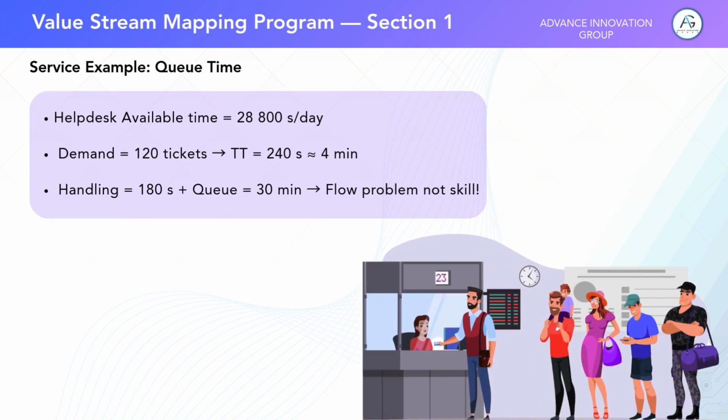This example shows how queue time affects service performance. The help desk has 28,800 seconds available per day and receives 120 tickets. That means the Takt time is around four minutes per ticket. However, if each ticket takes 3 minutes to handle and customers still wait 30 minutes in the queue, the issue isn't the agent's skill, it's a flow problem. This tells us that improving the process flow or balancing workload is more important than training in this case.